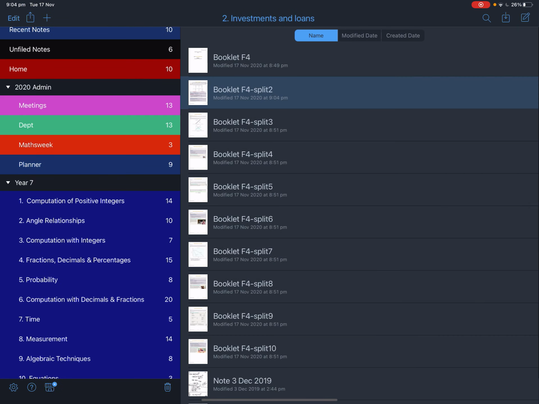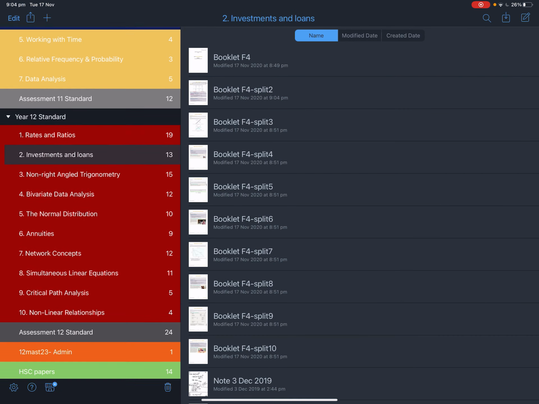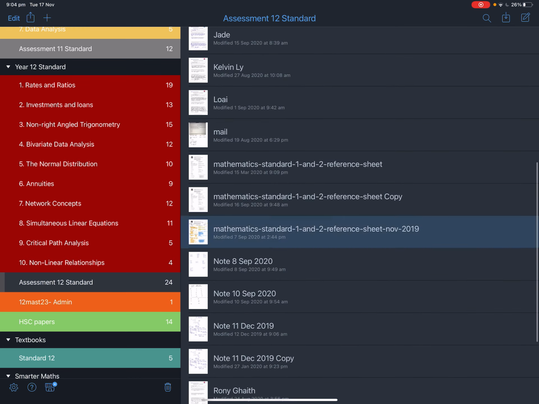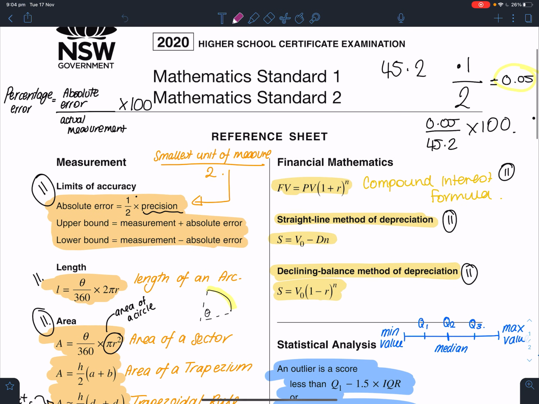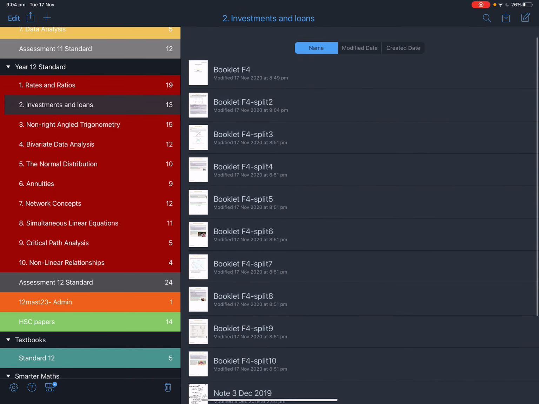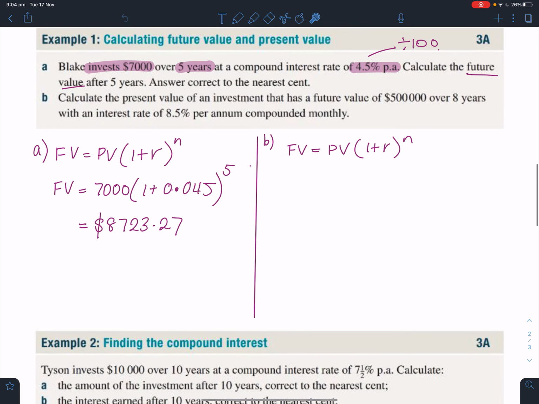Actually, if I could just quickly find it, show you the formula sheet. Now the formula sheet, it's here. The future value compound interest formula is right there at the top right hand side. Okay. Alright, so let's have a look.